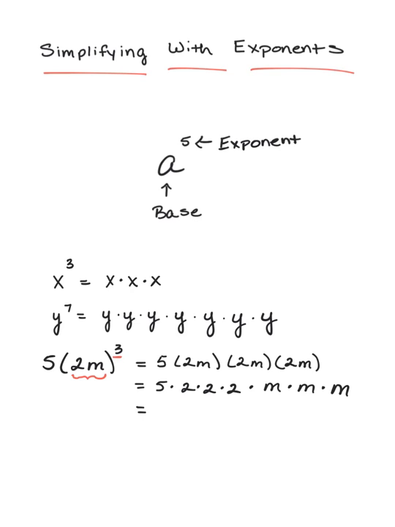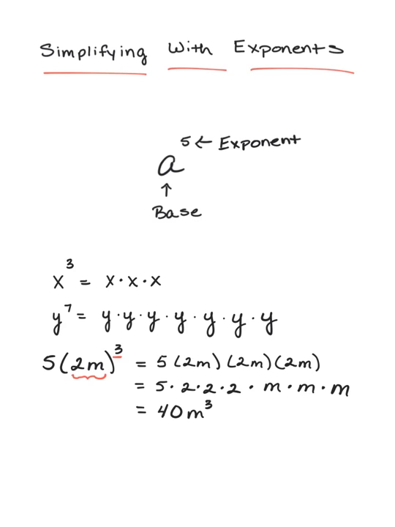Now I can multiply numbers with numbers and letters with letters. 5 times 2 is 10, 10 times 2 is 20, and 20 times 2 is 40. And if I look at the variables, m times itself 3 times is m to the 3rd power. Let's try one more like that.